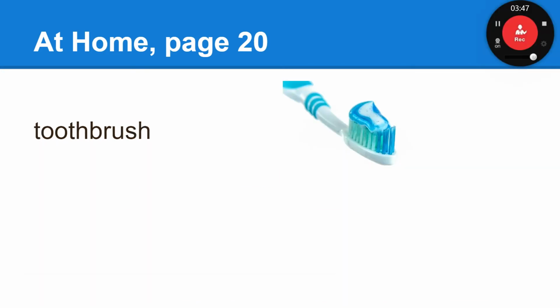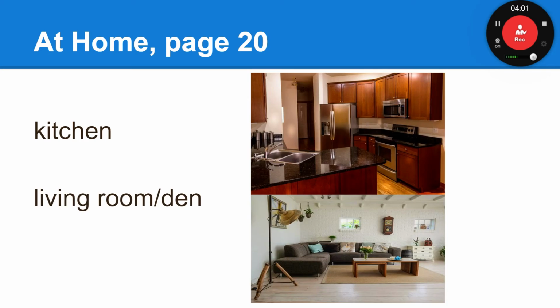Toothbrush. This is what you use to brush your teeth. Toothpaste is the blue stuff on top of this toothbrush that you use to clean your teeth. Kitchen. It's where you cook your food.